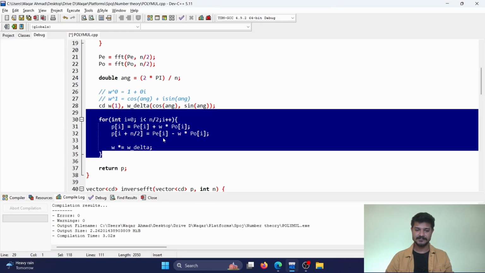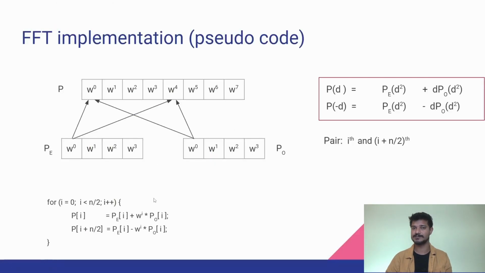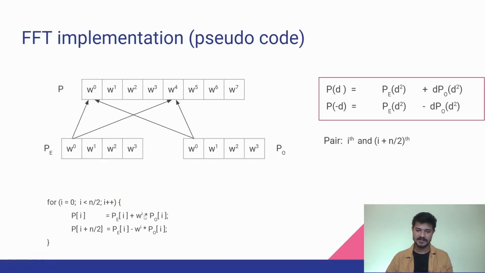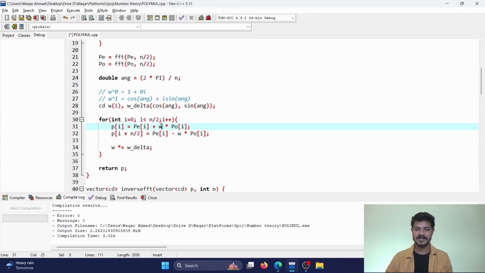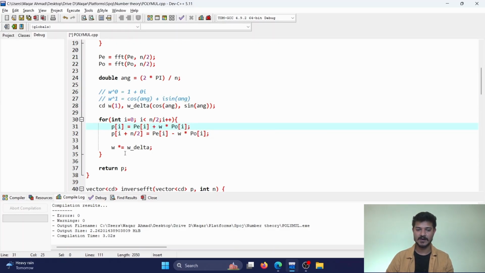So again, we'll run a loop till n by 2, right? We'll evaluate p of i and p of i plus n by 2, right, using this formula: pe of i plus w times po of i. Here I have written w raised to the power i, right? And w raised to the power i we have already defined, right? So initially when i is equal to 0, it should be w raised to the power 0, which we have defined here. In the next iteration, it will be w raised to the power 1. How? W raised to the power 0, if we keep on multiplying it, it will keep on getting into the next power, right?